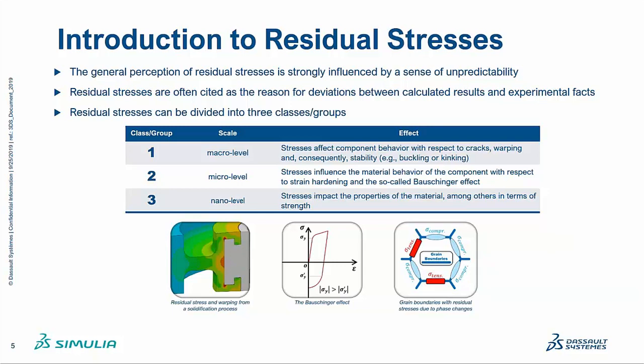Now, on each level, the stresses affect the behavior in different ways. So at a macro level, you might be talking about cracks, warping, and so on. Whereas on the nano scale, then we're more talking about stresses that actually impact properties of the material, among others in terms of strength. As you can see in the lower right-hand corner of this picture, there are grain boundaries with residual stresses due to phase changes. So we have both tension and compression. And this is going to cause quite a complex stress setup or a stress field.